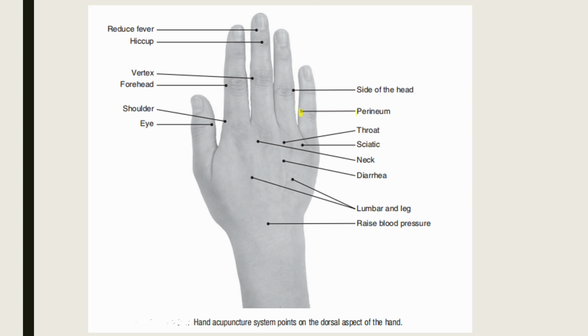Perineum. Location at the border of the light and dark skin on the radial side of the little finger at the proximal interphalangeal joint. Indications: dysmenorrhea, leukorrhea, and pain of the perineum.